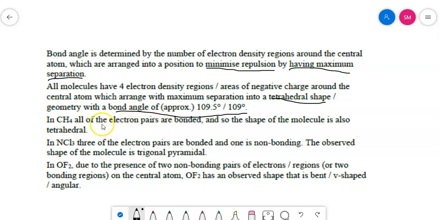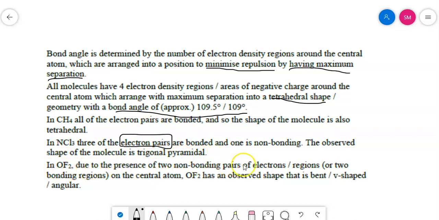CH4, all of the electron pairs are bonded, and so the shape of the molecule is also tetrahedral. NCl3, 3 of the electron pairs. So they're saying electron pairs there. I'm sure that if you said regions of negative charge, that would be fine as well. 1 is non-bonding, 3 are bonding, so the observed shape is trigonal pyramidal. I often just say trigonal pyramid because I think it sounds better, but perhaps you should say pyramidal.